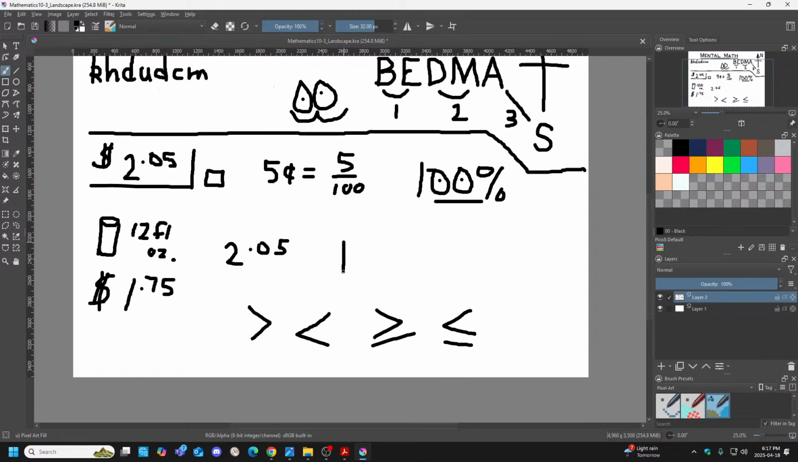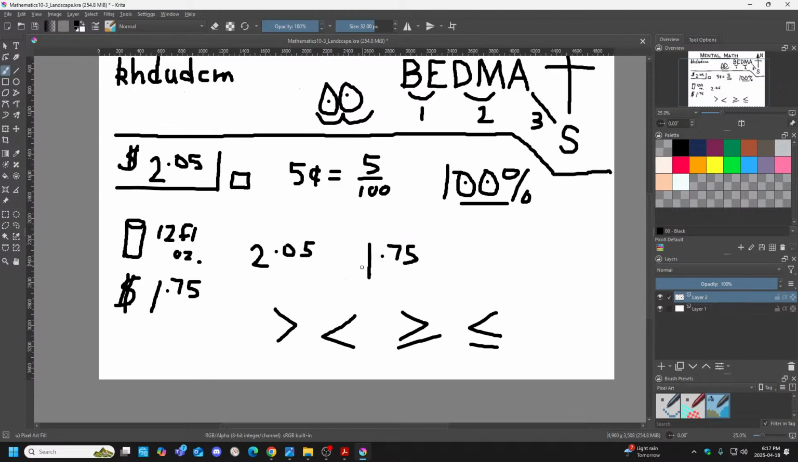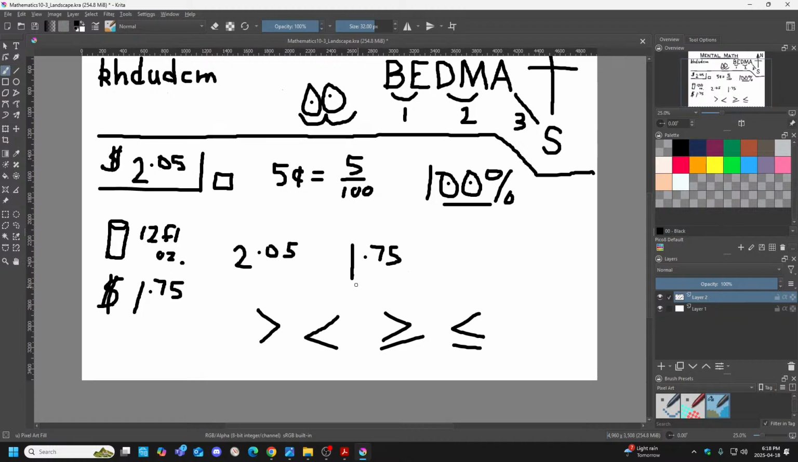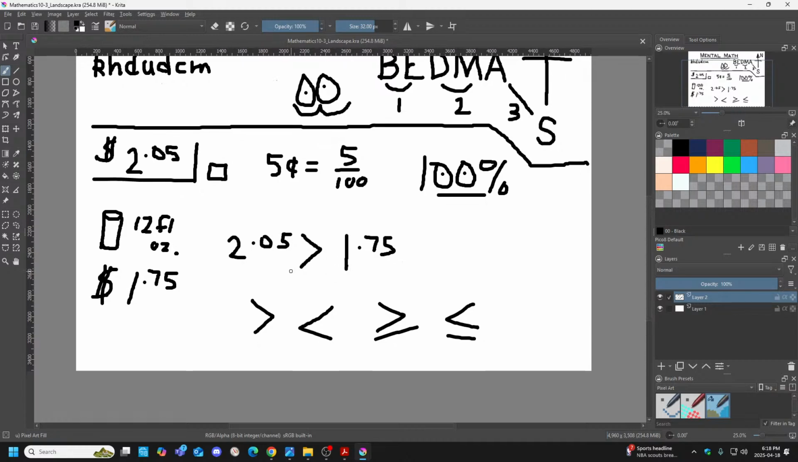And then you compare the numbers, $1.75, right? We obviously know what 1 is. We obviously know what 2 is. The decimals don't really matter. So we know that $2.05 is greater than $1.75. If you have $2.05, you have enough money.